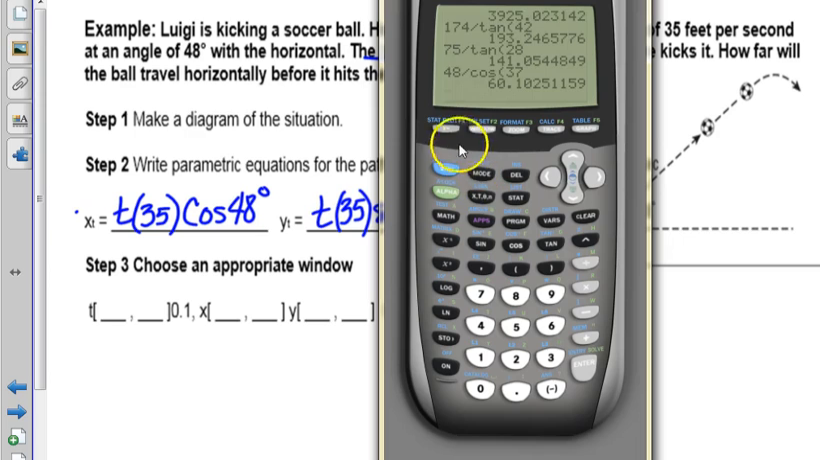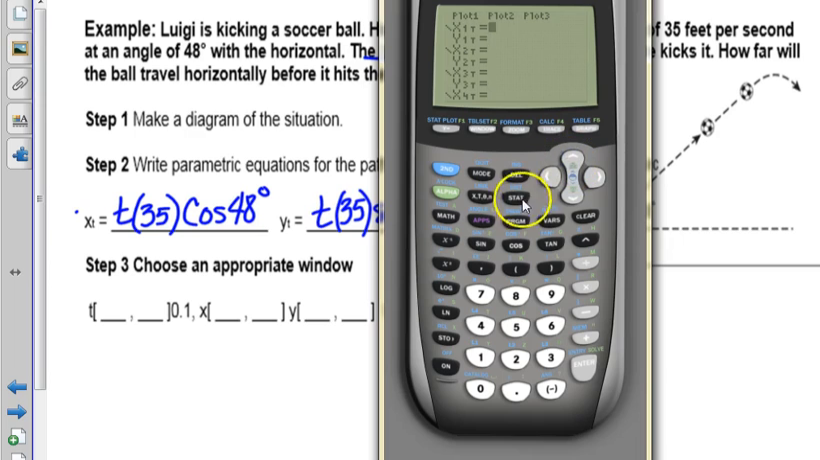All right, how fast can you type those in? T cosine of 48. Scroll down. Oh, I forgot the 35. T times 35 times the sine of 48, close parenthesis, minus 16t squared plus 2. Okay, this time, I don't think it's going to take 9 seconds for the ball to come down, but I can leave it 9, doesn't matter.